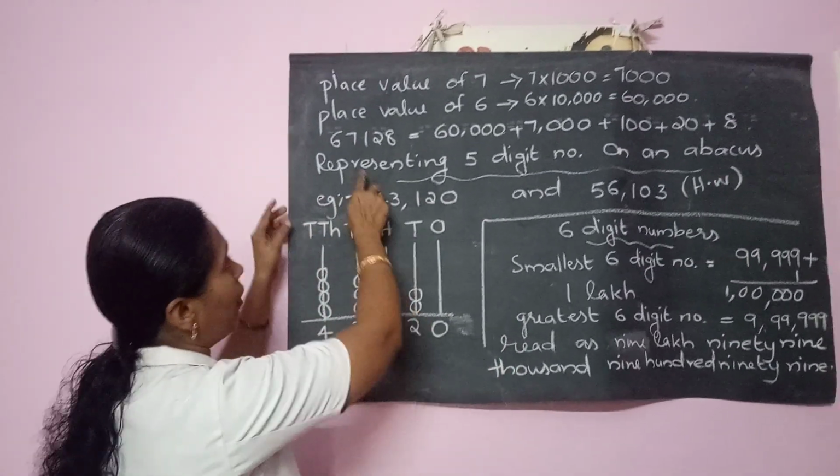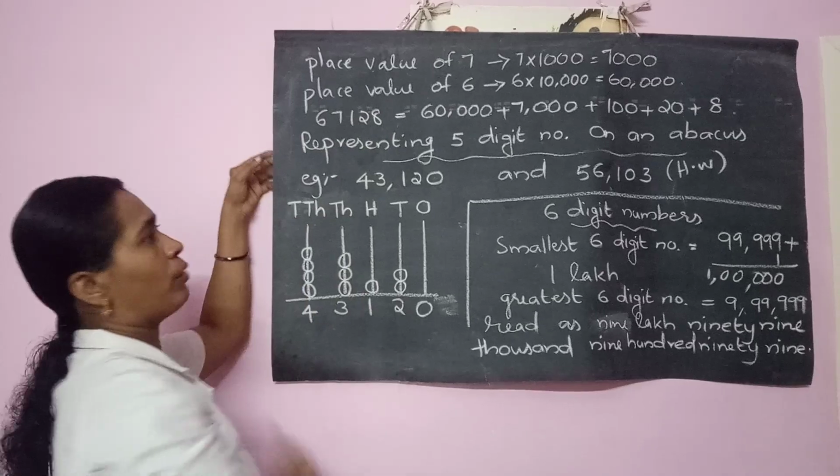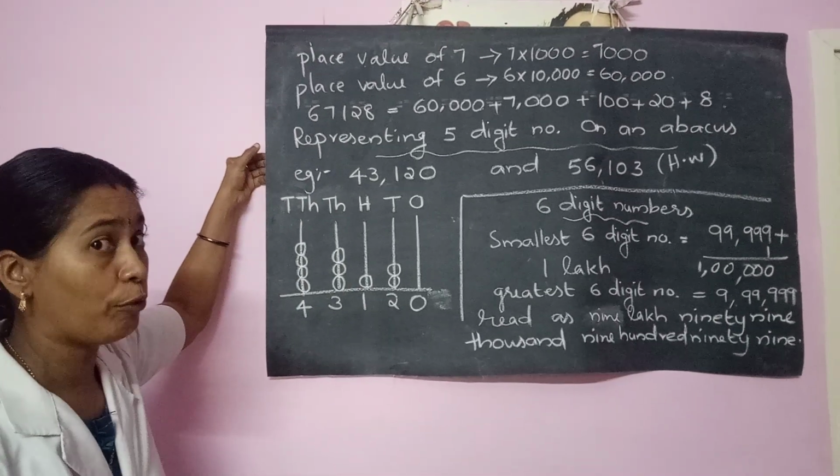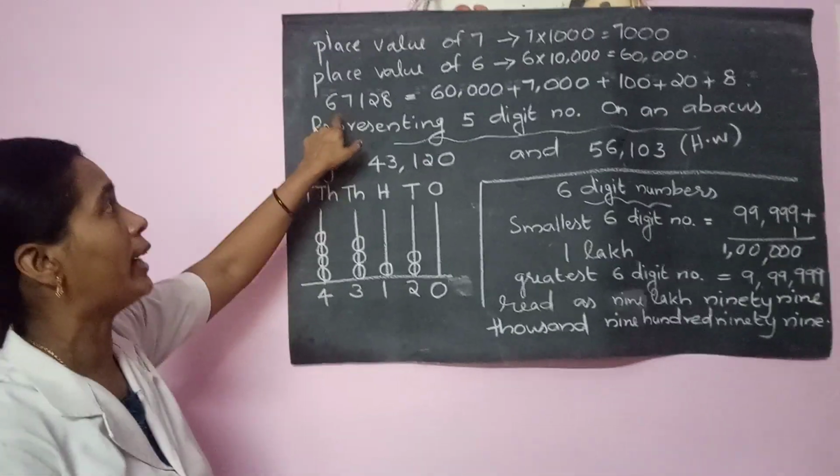Then you have to write the expanded form of the number also. What do you write for expanded form?